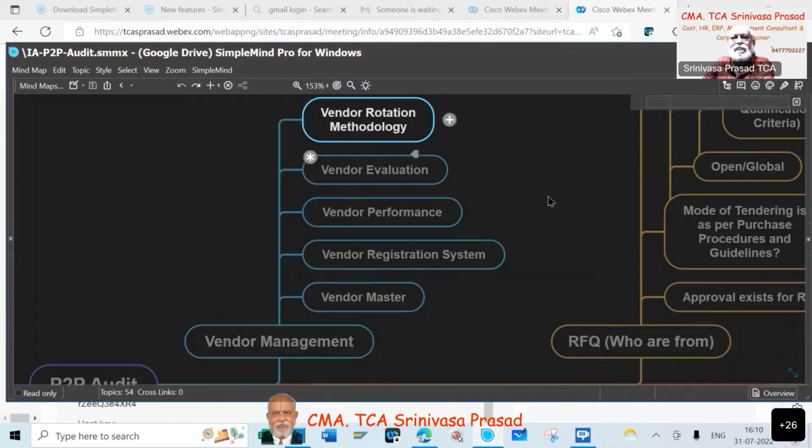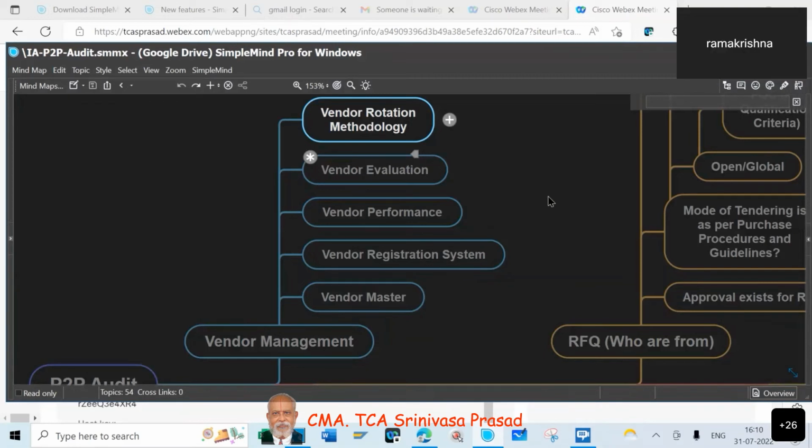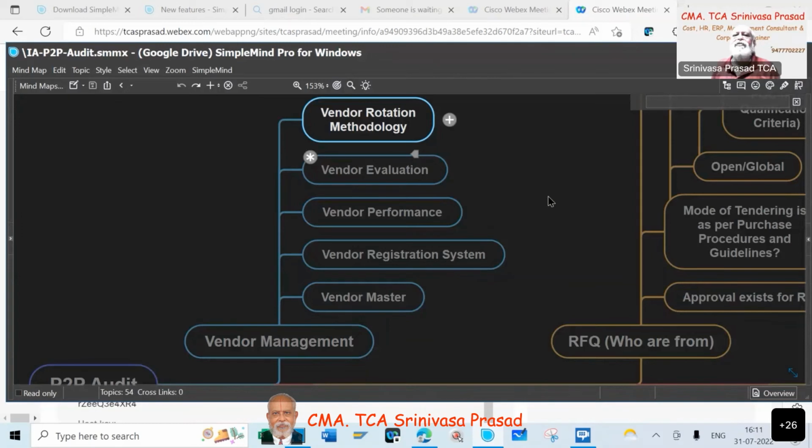Any other points? Sir, sometimes vendor rotation is also not possible in the case of an OEM, original equipment manufacturer. That is what I said. No, when you are going for a limited tender, I'm talking, we will come to RFQ maybe two points later. When you go for an OEM, your choices are quite limited, isn't it? You go only for the original equipment manufacturer. Then where is the question of rotation of vendors? It's not going to happen.